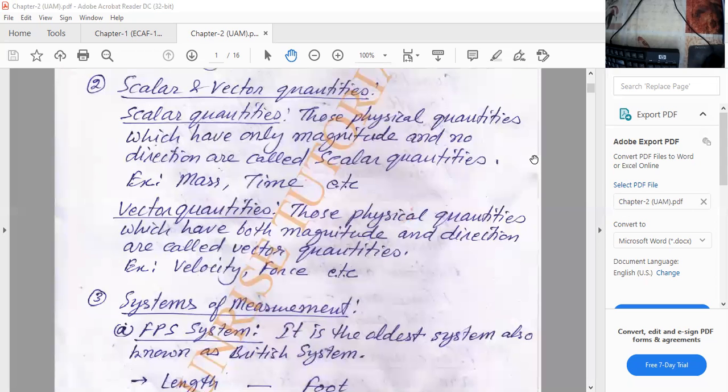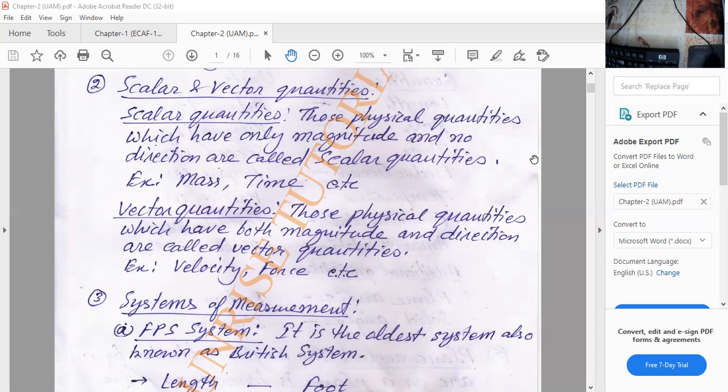Now let us go to the second article. This is scalar and vector quantities. Students, what are scalar quantities? In physics, there are many physical quantities which have only magnitude, and many of the quantities have magnitude as well as direction, right? Those quantities which have only magnitude and do not have any direction are called scalar quantities.